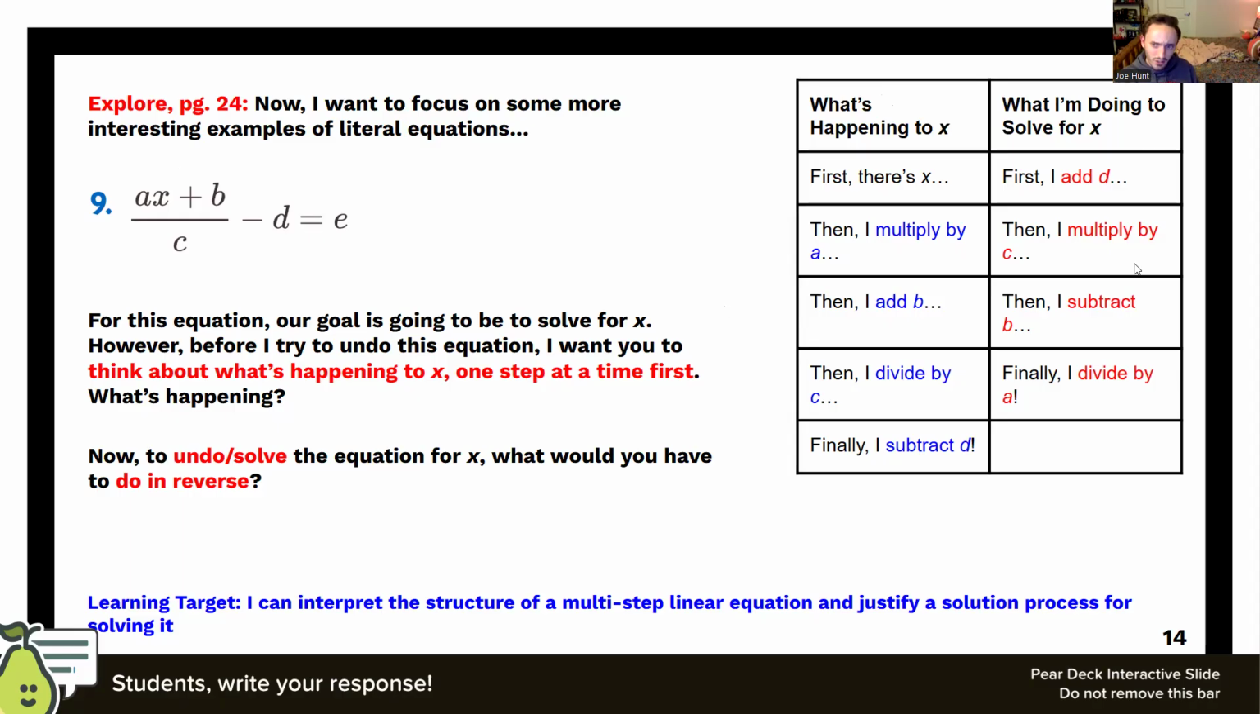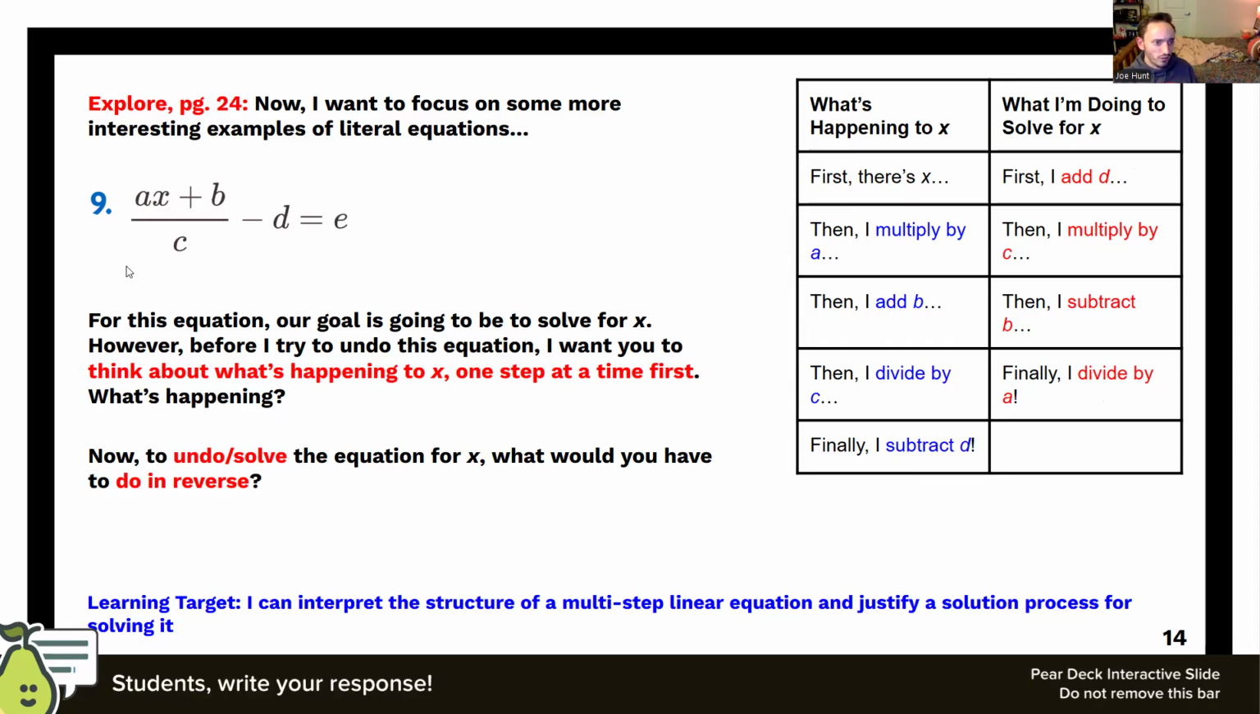So going down the column on the right, notice you got to undo the last thing you did on the left, and you got to use the opposite operation. So instead of subtracting, you add it. And it's going to cancel some things out. Then you multiply by c, and then you subtract by b, and then you finally divide by a. So let's take a look and see what that's going to look like.